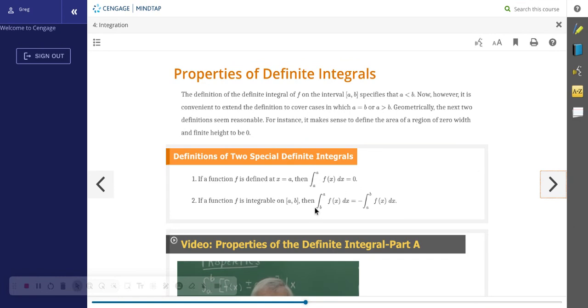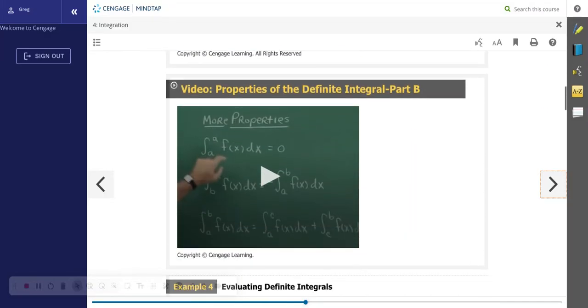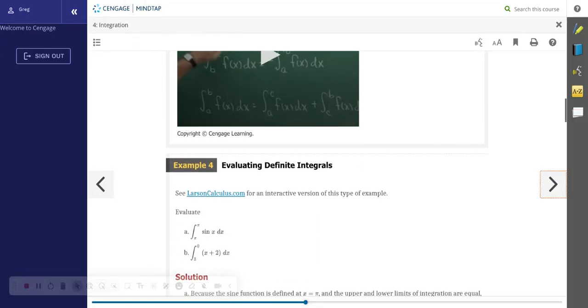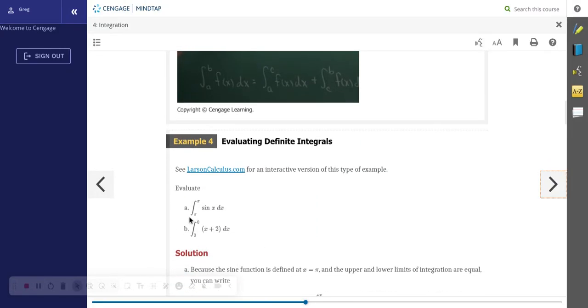If you have an integral from b to a, that's going to give you the opposite value of the integral from a to b. Okay, that's going to be useful at some points. And then here's the rest of the properties. This is having you practice this. So look, this is 0.